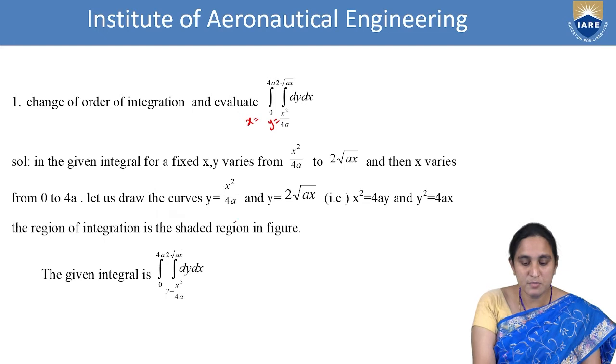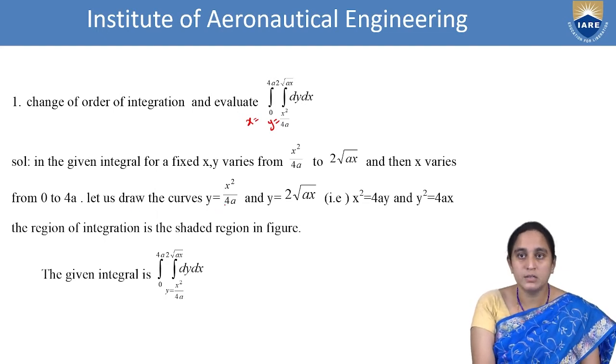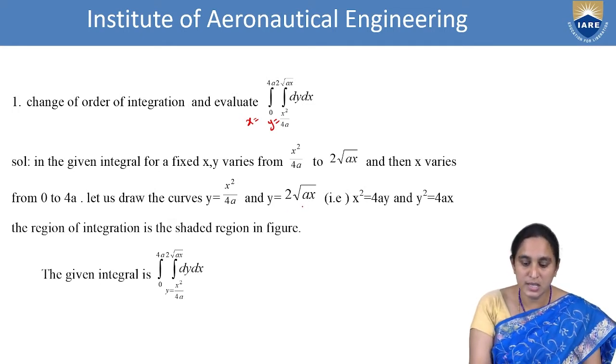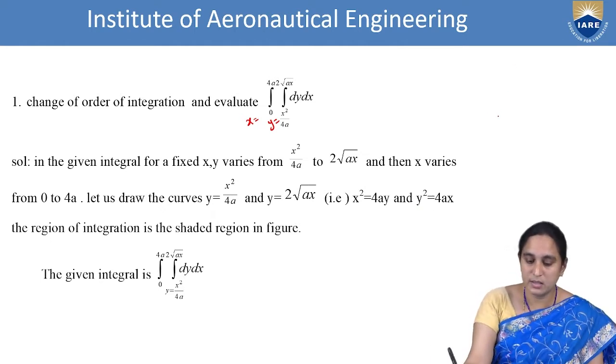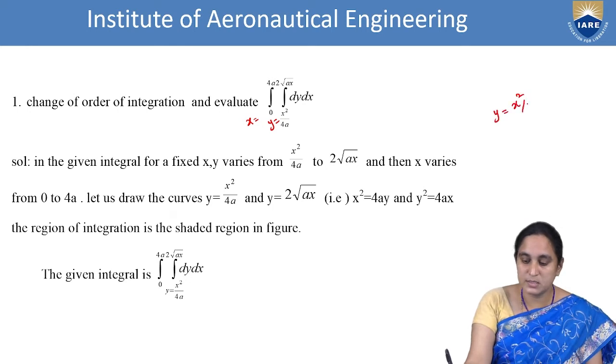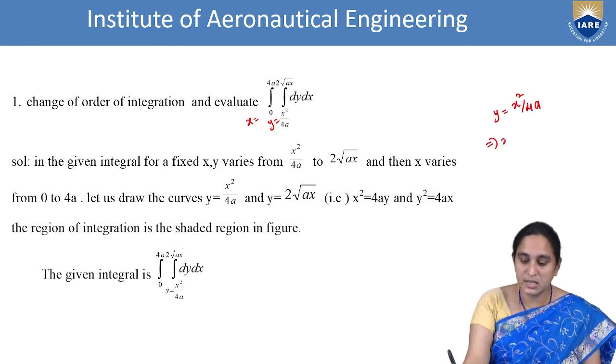For the given limits, let us draw the curves. What are the curves here? From the limit points, y is equal to x square by 4a, and y is equal to 2 root ax. That is, x square is equal to 4ay and y square is equal to 4ax. I'll write here y is equal to x square by 4a. From that, x square is equal to 4ay.